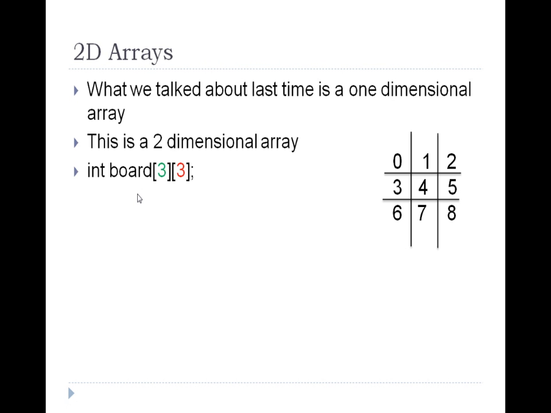This can be denoted in mathematical terms like int board[3][3]. So board is a two-dimensional array, and it has 3 elements in the x and 3 elements in the y.